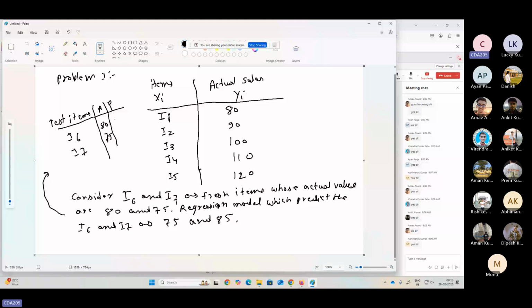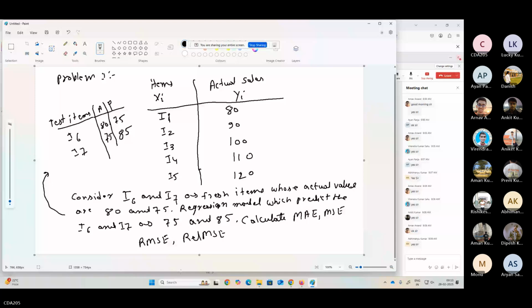So calculate MAE, MSE, root mean square error, relative MSE, and CV. Calculate it. I want the value, everyone. Everyone kindly calculate this.